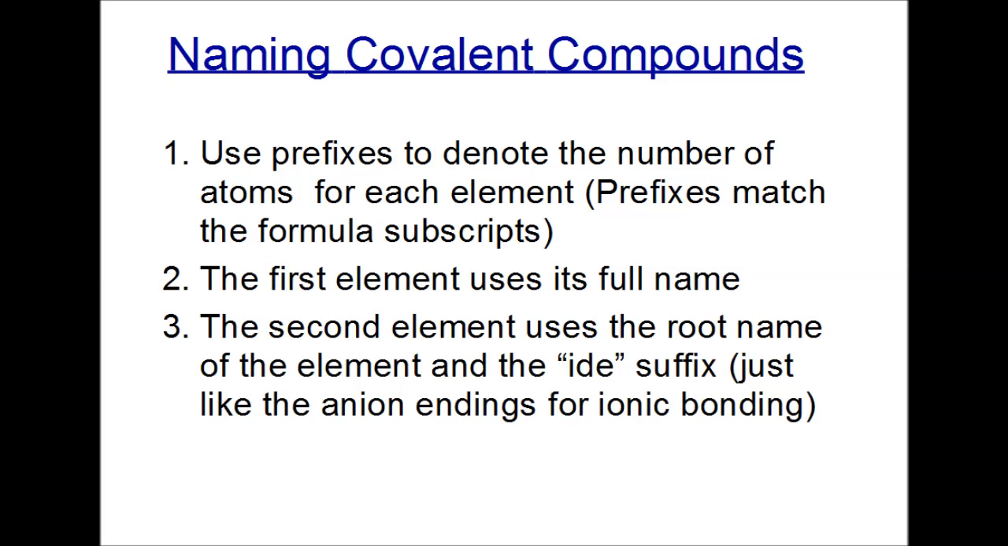Alright, so how do we name covalent compounds? We're not going to worry right now about how to recognize them. We just want to know how to name them. So there's 6 steps to naming a covalent compound, and the first is to use prefixes to denote the number of atoms for each element. These prefixes will match the subscripts that are in a formula.